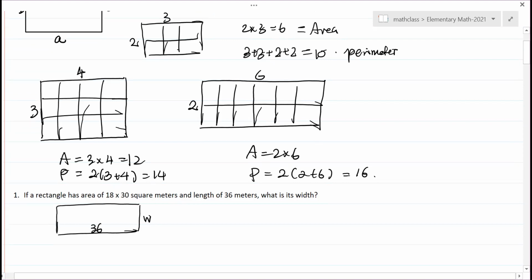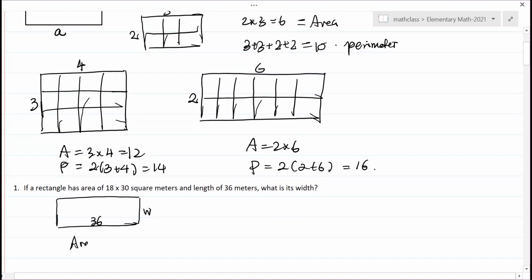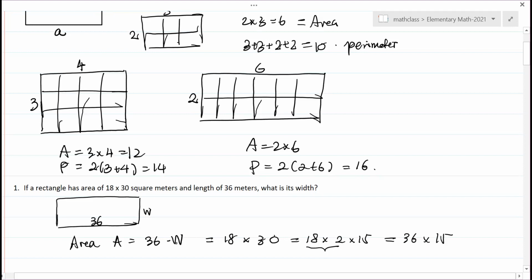The area of this is going to be 36 times this width, which we don't know, and this is supposed to be 18 times 30. So basically, you're trying to figure out the number so that the product of this number with 36 is going to be 18 times 30. Now, if you rewrite it, 36 is double 18, so you can write 30 as 2 times 15. That's a quick way to find W. So that is going to be 36 times 15. 36 times W equals 36 times 15, so W should be equal to 15.